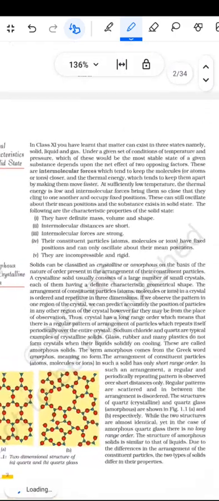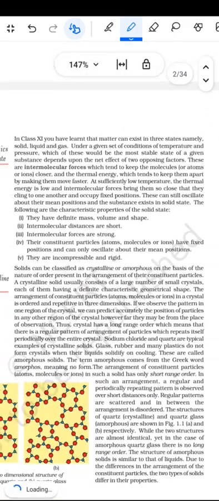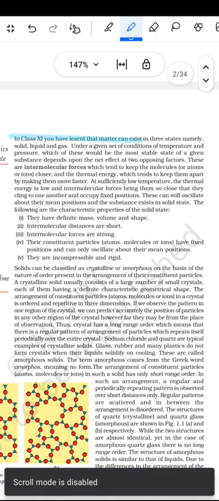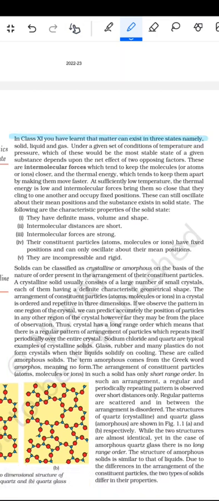तो जनरल कैरेक्टरिस्टिक ऑफ द सॉलिड्स कुछ इस प्रकार से है कि in class 11 you have learned that the matter can exist in three states, namely the solid, liquid and the gas. Under a given set of conditions of temperature and pressure, which of these would be the most stable state of a given substance depends upon the net effect of two opposing forces. These are the intermolecular forces, which tend to keep the molecules, atoms or ions closer, and the thermal energy, which tends to keep them apart by making them move faster.